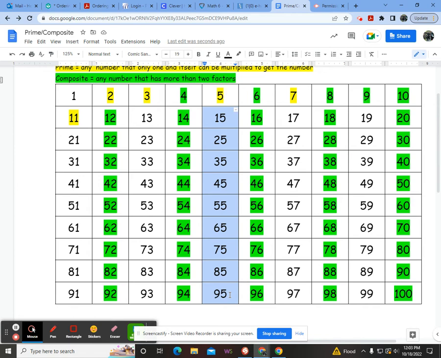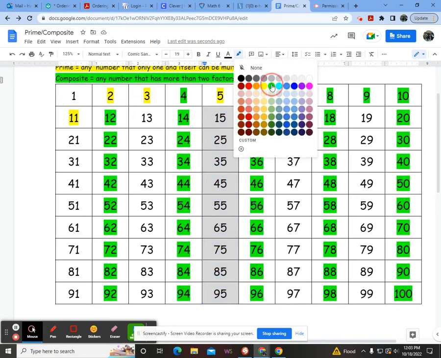If a number ends in 5, what prime number will go into it? 1, yes. What else? 1 goes into everything. 5. So therefore, all of your numbers that end in a 5, 15, 25, 35, 45, 55, 65, 75, 85, 95, 5 will go into them. Therefore, they are also composite.